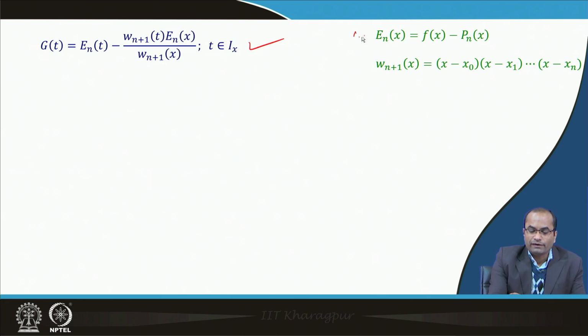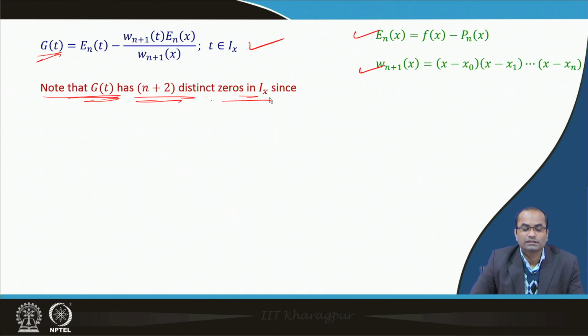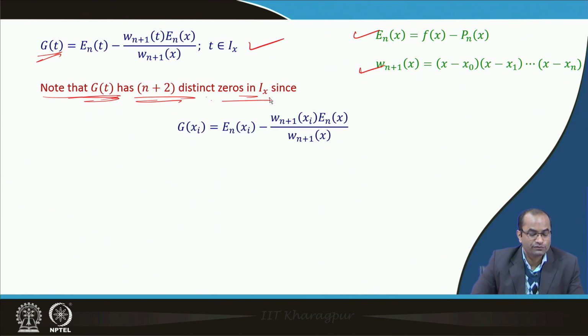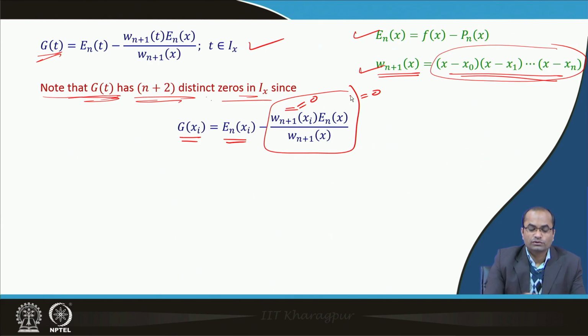Having this g, we have E_n, we have w_n already, and what we will notice now is that this function g(t) has n+2 distinct zeros in I_x. How this function has n+2 distinct zeros, we will notice now. So, just consider g(x_i). We have E_n(x_i), and we also have w_{n+1}(x_i). Now, this w_{n+1}, when we put x equal to x_i, will become 0. So, this part is 0, and hence the second part is 0.